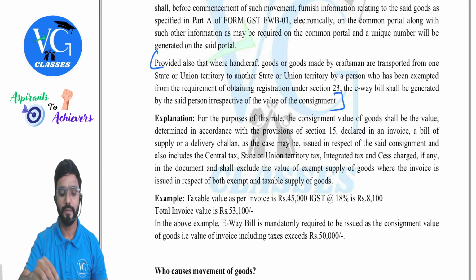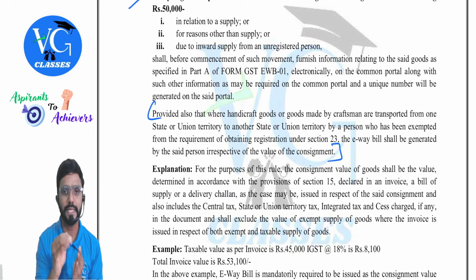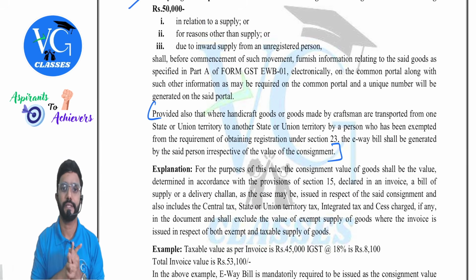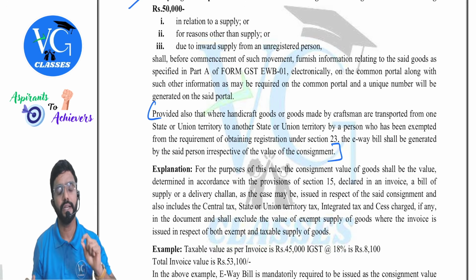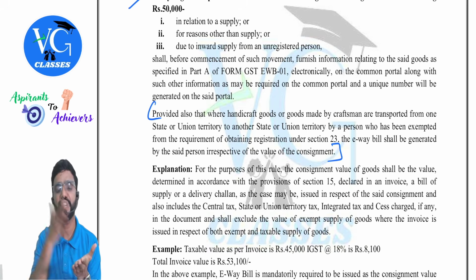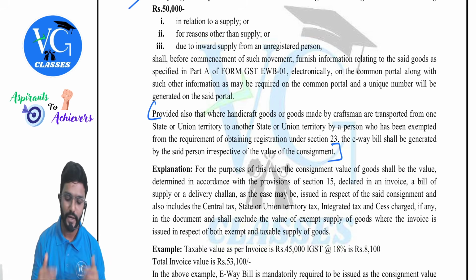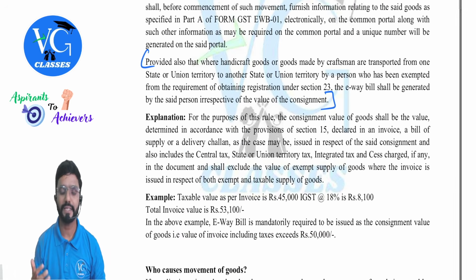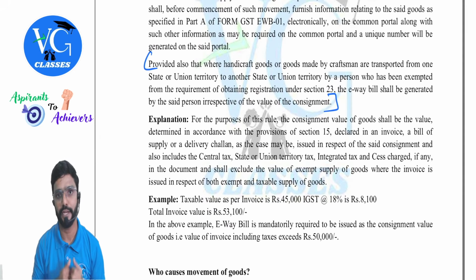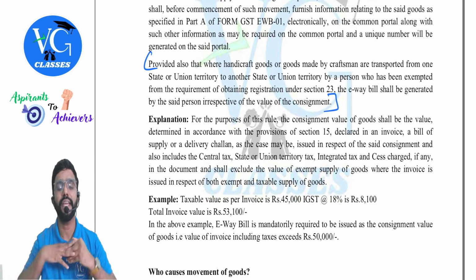Even though the value of consignment is less than 50,000, still they have to generate an e-way bill, because the exemption for registration is granted to them with this condition, guys. With this condition that they have to generate an e-way bill and the goods have to move from one state to another state along with the e-way bill. Now, sir, this person is not registered. So for generation of an e-way bill, we require a GSTIN. Now these people don't have a GSTIN. How do they generate an e-way bill?